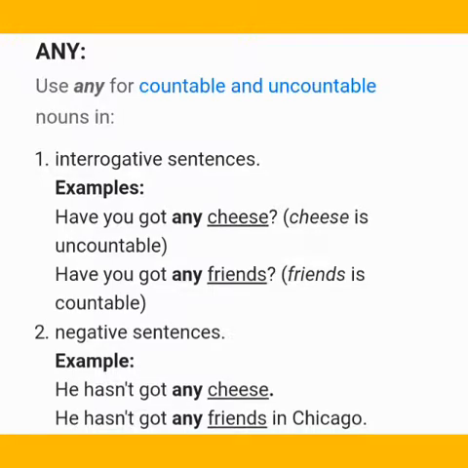Use any for countable and uncountable nouns. You can use any for interrogative sentences and negative sentences. For example, have you got any cheese? Cheese is uncountable. Have you got any friends? Friends is countable. Look at the negative sentences. He hasn't got any cheese. He hasn't got any friends in Chicago.